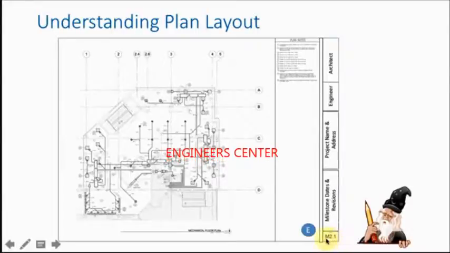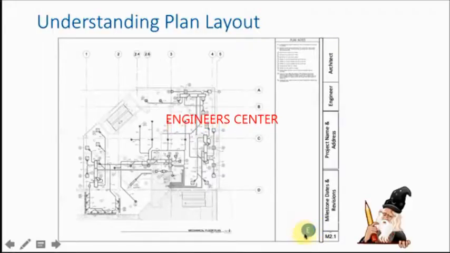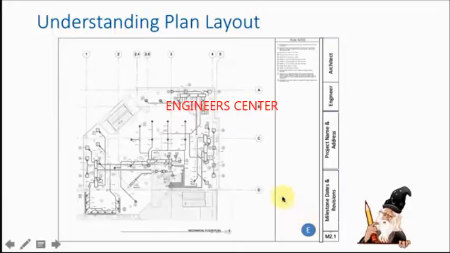Often people use different nomenclatures for this, but M being for mechanical, P for plumbing, E for electrical, and so on. So over here you may find the engineer stamp. That is a registered professional engineer.